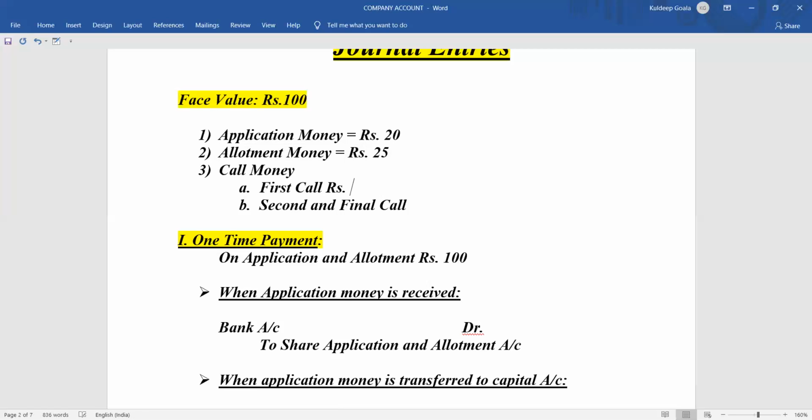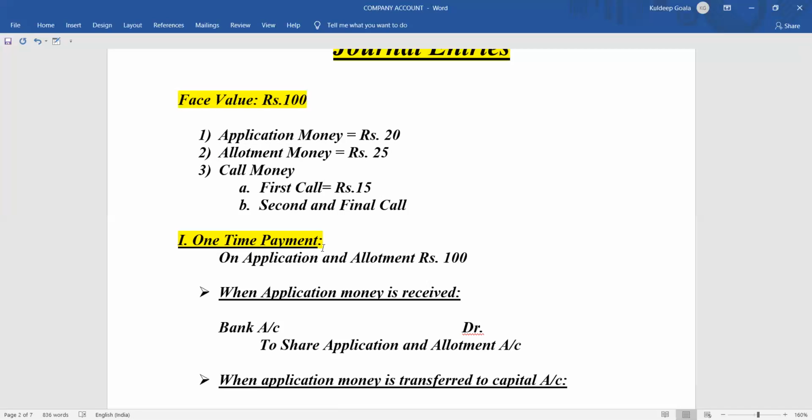Now, next time, whenever the company needs the money, the company will make a call for the money. ठीक है, call करेगा. That will be called call money. So if the company makes the first call, मतलब allotment के बाद पहली बार अगर पैसा मांगता है तो उसको बोला जाएगा first call. Okay, so that will be called first call money. Let's take for example it is 15 rupees.